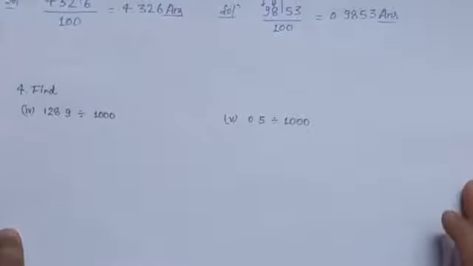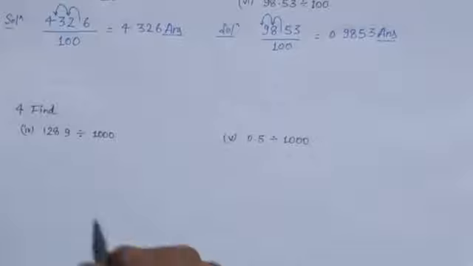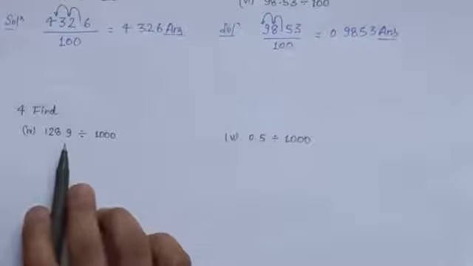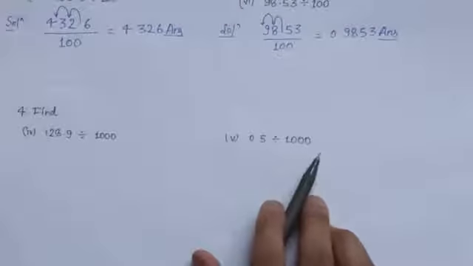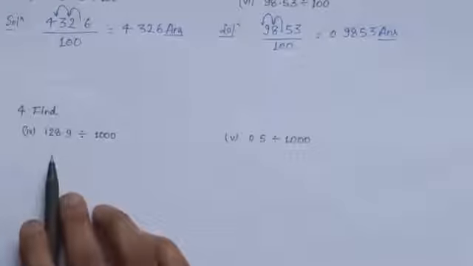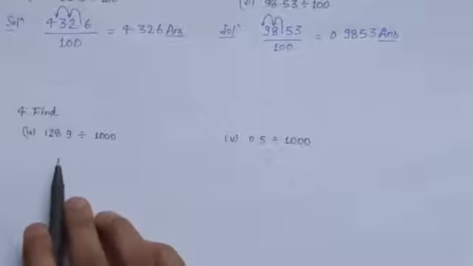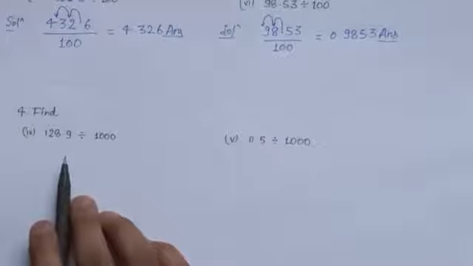Next question is: find 128.9 divided by 1000 and 0.5 divided by 1000. From these problems, it is clear that we have to divide a given decimal by 1000. And students, whenever we have to divide a given decimal by 1000, we shift the decimal point towards the left by 3 places.